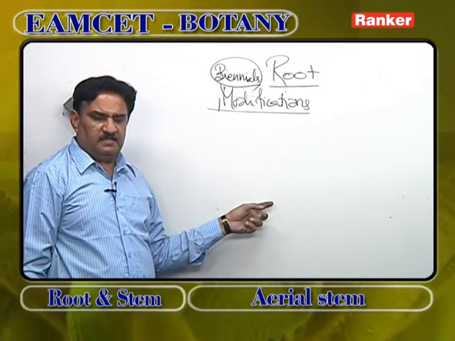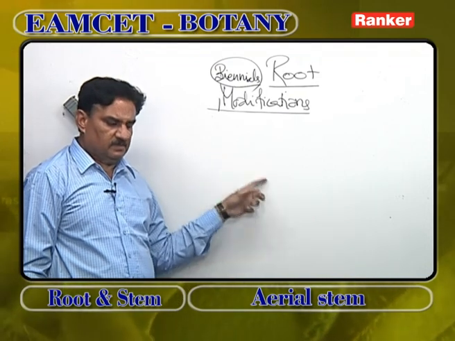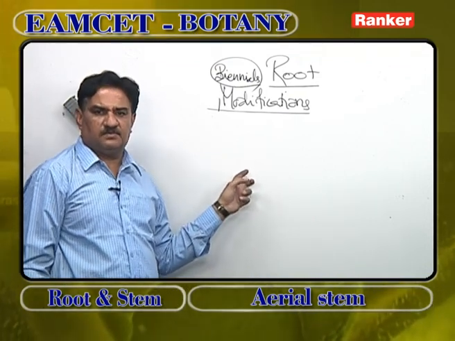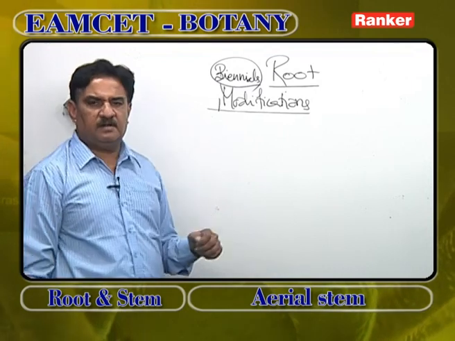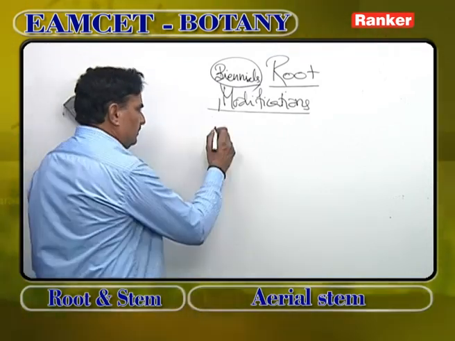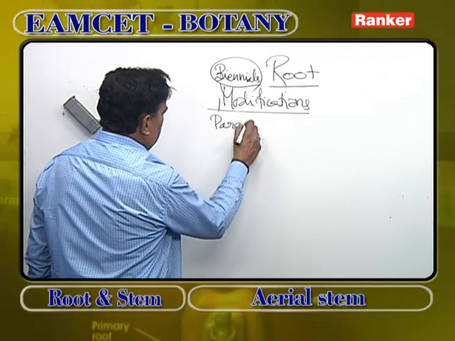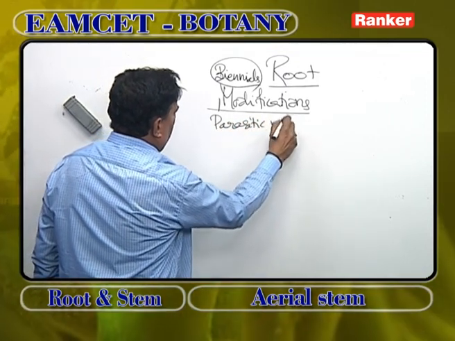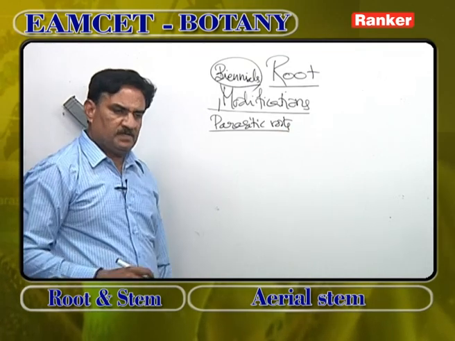How is it breaking? In the absence of oxygen. Whatever oxygen is in the surroundings must be removed by that special pink colored pigment in the root nodules called leghemoglobin. Now, coming to another type of roots called parasitic roots.